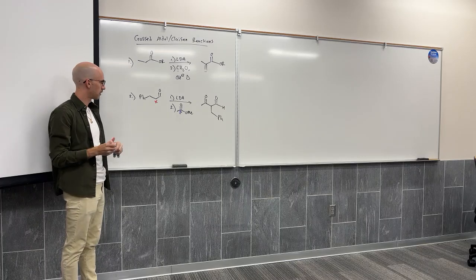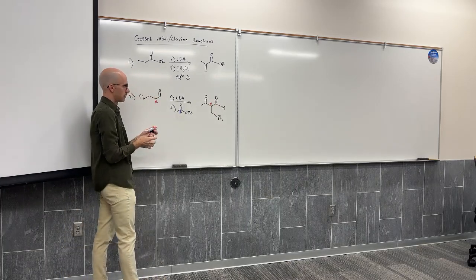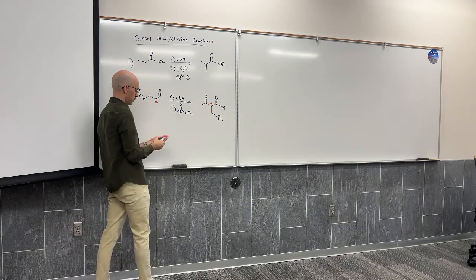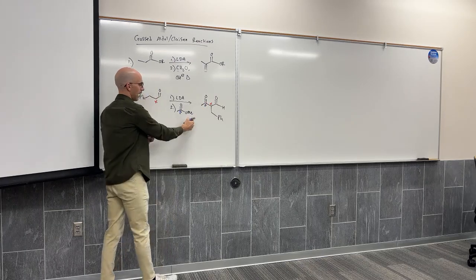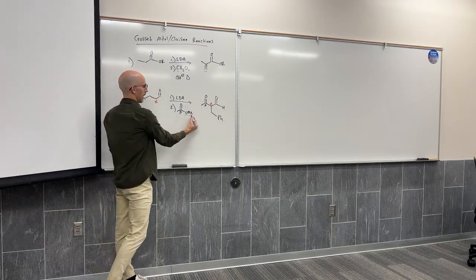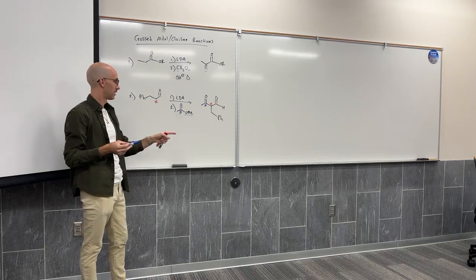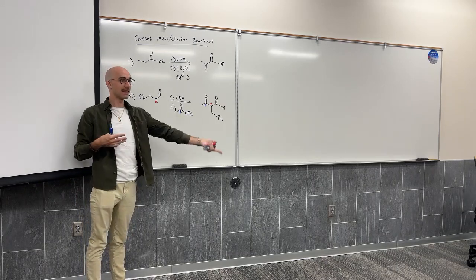Here's my product. Alpha CH2 phenyl, alpha CH2 phenyl. Alpha bonds to beta. Beta has this leaving group. That ester leaves. That's the same thing we saw in the Claisen condensation. The ester linkage of the beta carbon gets eliminated.